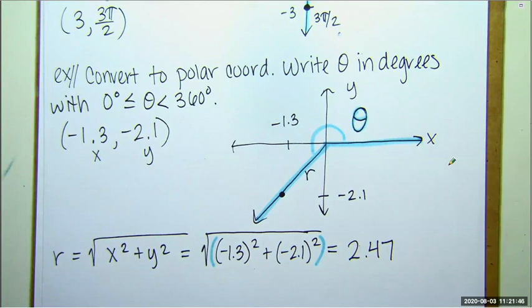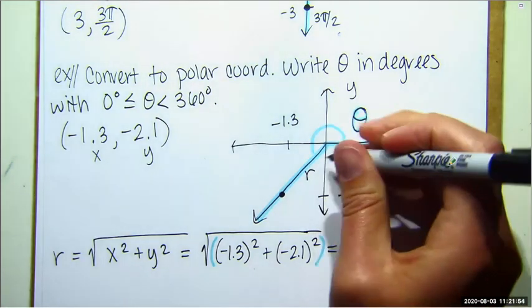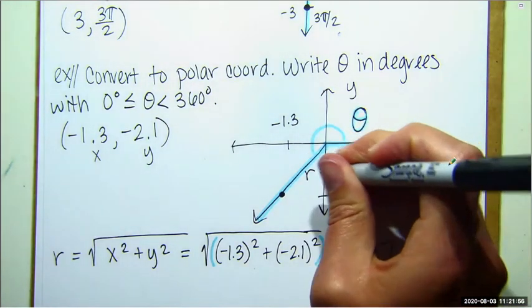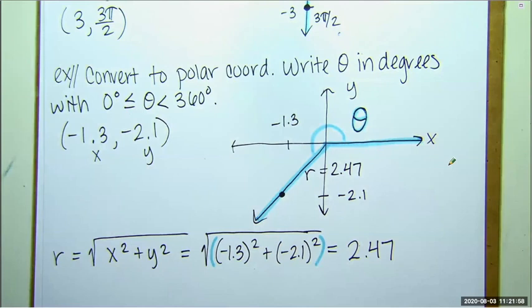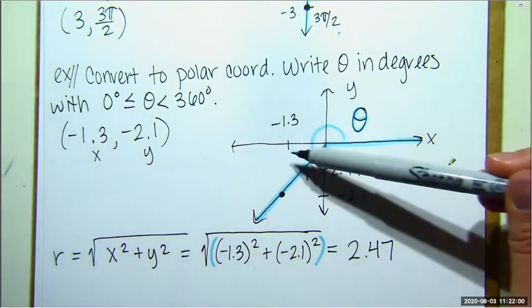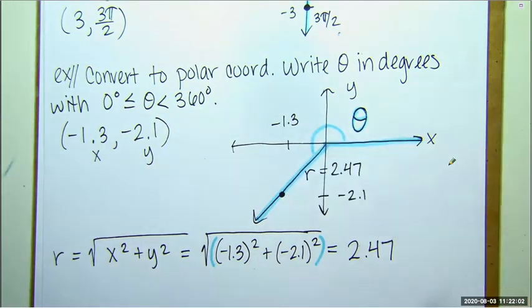but make sure you're comfortable using your calculator before the exam so that you can get the right answers. Looking at our picture, we should make sure that this makes sense. We got 2.47. That looks good, right? One side of our triangle is 1.3, one side's 2.1, our third side's 2.47. Looks good. Any questions so far?